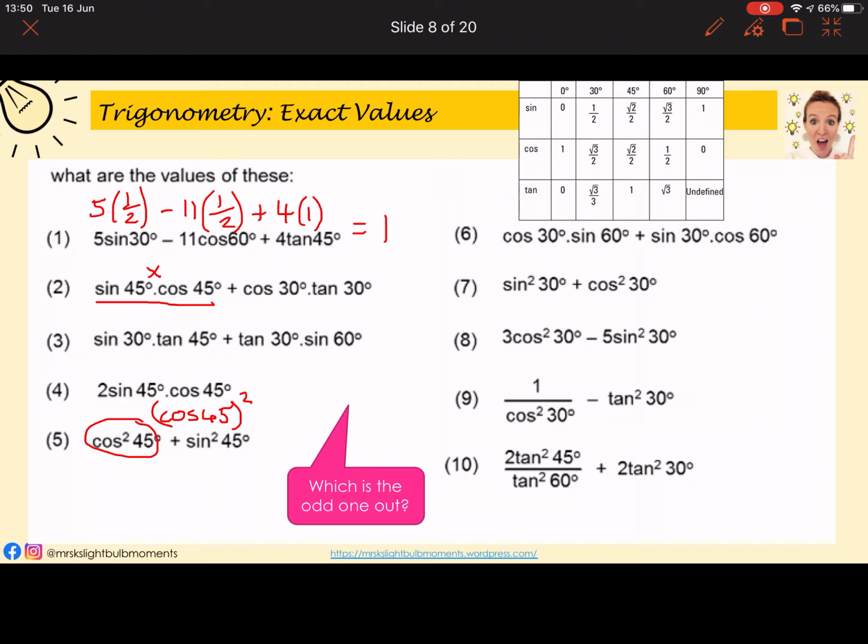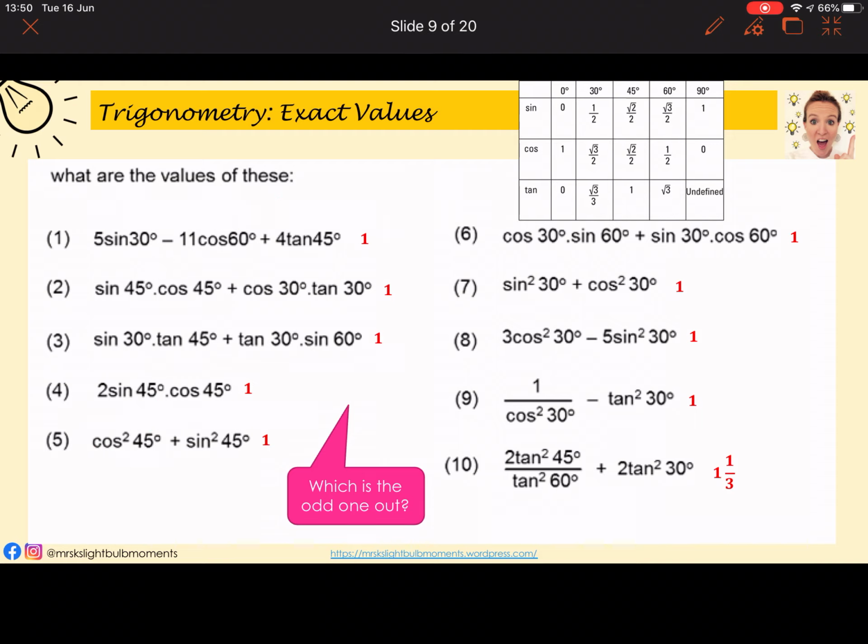Okay, try one more question. Okay, and answers are going to pop up. Remember to go back to this one because I think it tests some really good skills here, especially with surds as well. So go back to it in your own time and try for a bit longer. But answers are coming up.